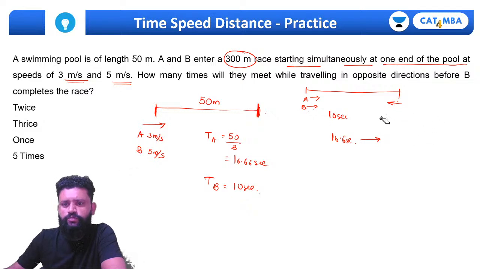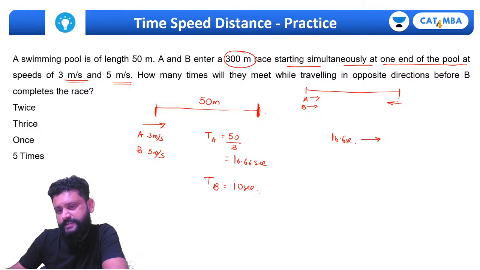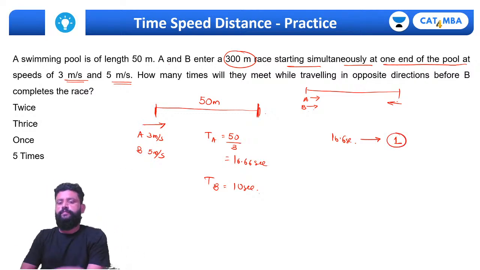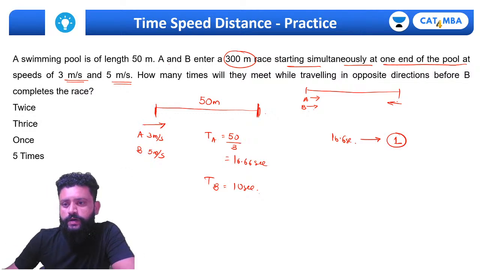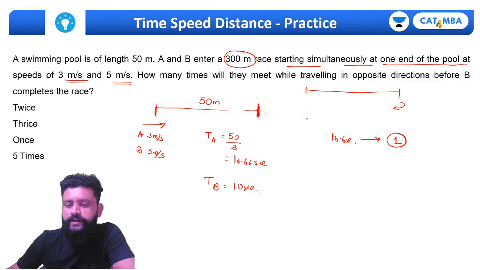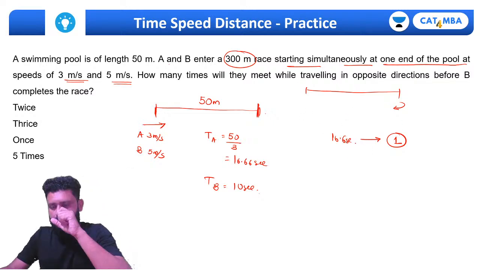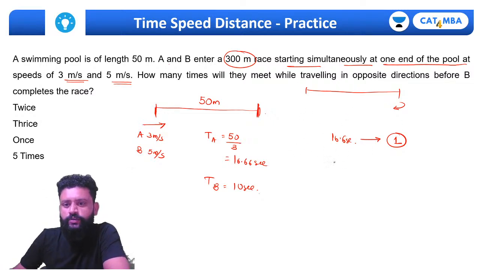तो आई जस्ट राइट 1. 16.66 सेकेंड्स तक एक बार हो जाएगा. जब बी रिटर्न जर्नी अपनी स्टार्ट कर चुका रहेगा, राइट. आफ्टर दैट 20 सेकेंड्स होने के बाद नहीं होगा.